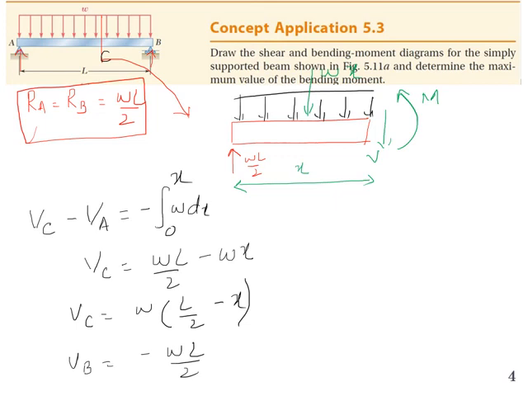Now if you look at the moment, we know that VA was equal to WL by 2. From WL by 2, it will be distributed in such a way that it will be 0 between A and B, and it will be negative WL by 2 at B. Now, if we consider the bending moment, I can write MC minus MA, and that will be equal to the area under the shear force curve.